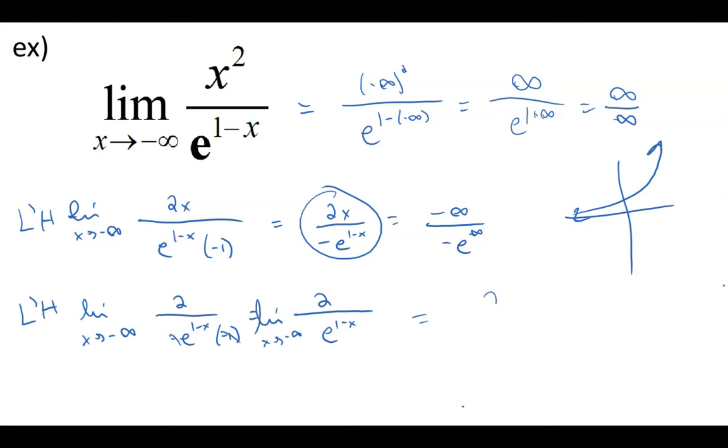So when we plug that in, the 2 on the top stays. And e to the 1 minus -infinity becomes 1 plus infinity, which would be 2 over infinity. And as we said in one of the first questions there, any constant over infinity is 0. So that is what we're looking for.